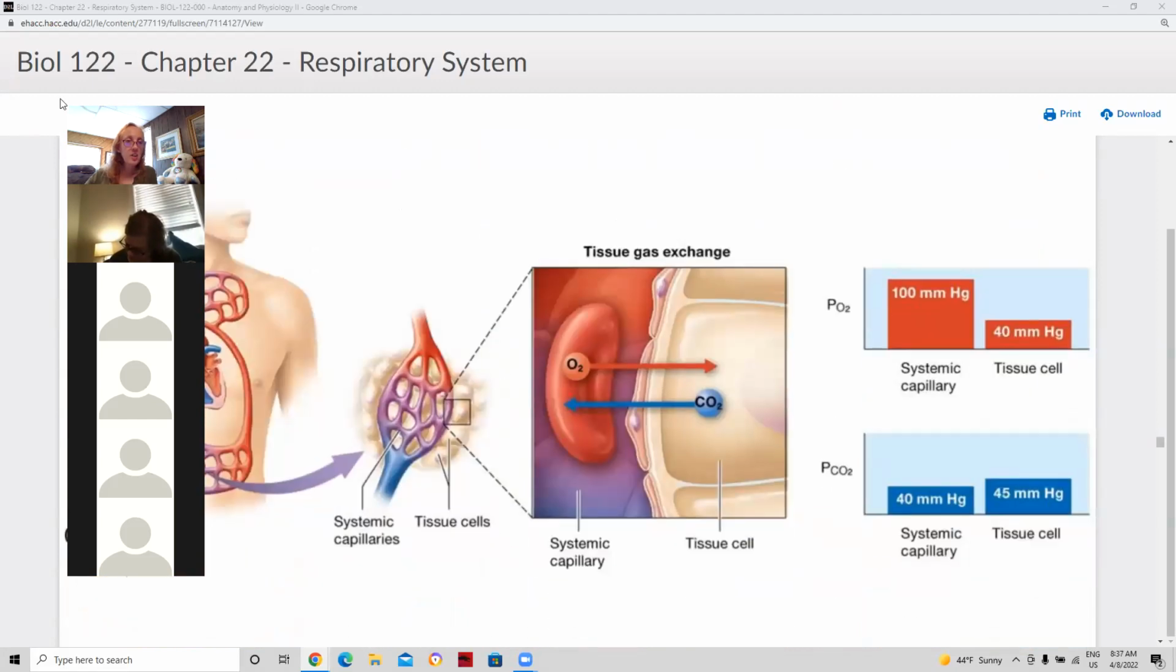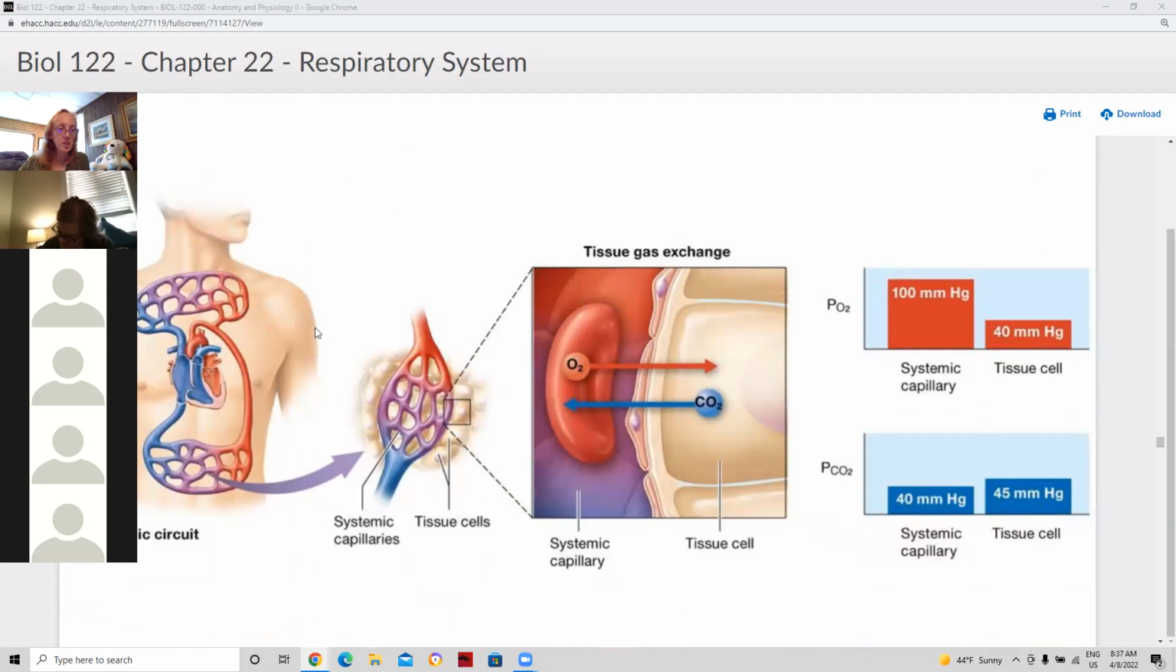So this is just a different depiction of that same idea. Everything always flows from a higher partial pressure or higher concentration to a lower concentration. And so in the systemic capillaries, the partial pressure of oxygen is 100 millimeters of mercury. The partial pressure of carbon dioxide is 40.